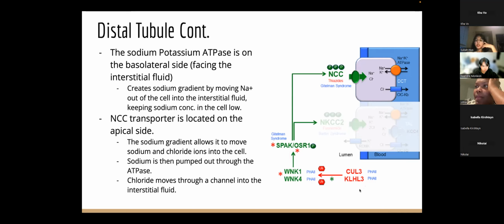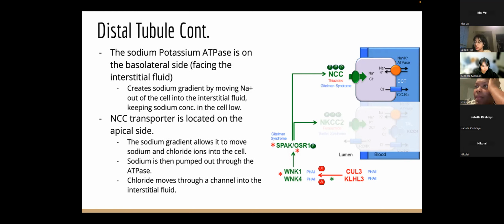But let's say you want to decrease salt reabsorption, there's a few ways to do that. Let's say you want a really concentrated urine, you don't want to reabsorb that much salt, you could use KLHL3. This is a ubiquitin ligase, so it inhibits the kinases here. And if these are inhibited, then the rest of the pathway is not going to work. So now that this entire pathway is inhibited, NCC is not going to be activated anymore, so you're not going to have that much salt reabsorption occurring.